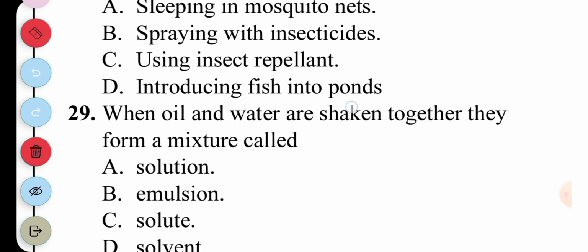29. When oil and water are shaken together, they form a mixture called A. Solution, B. Emulsion, C. Solute, D. Solvent. The answer to question 29 is B. Emulsion.